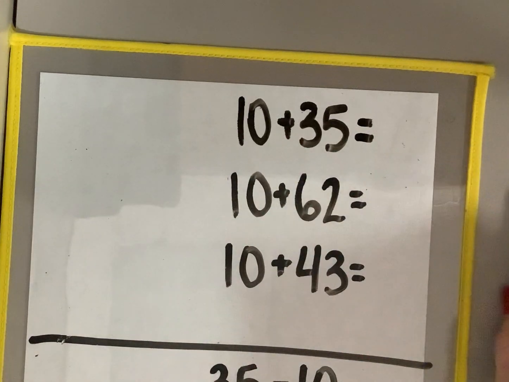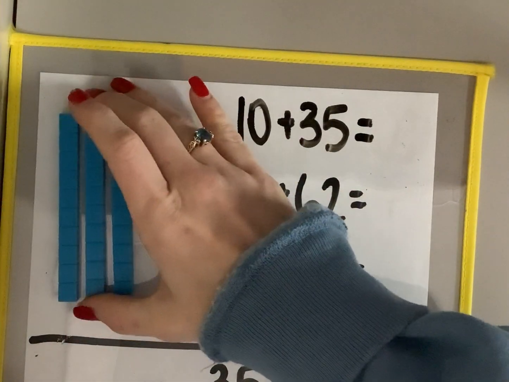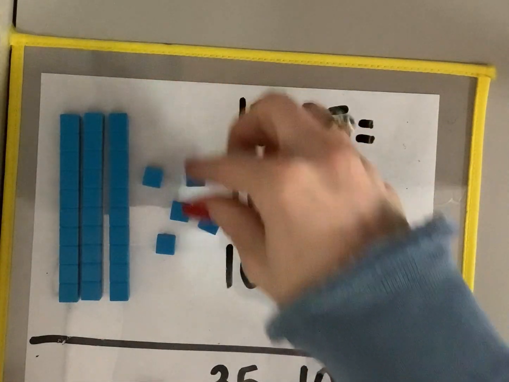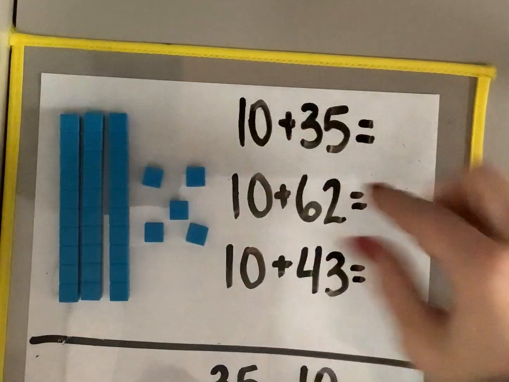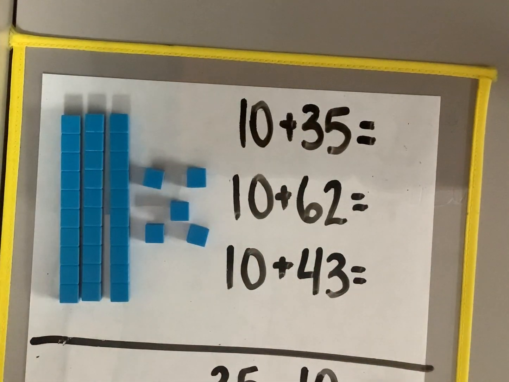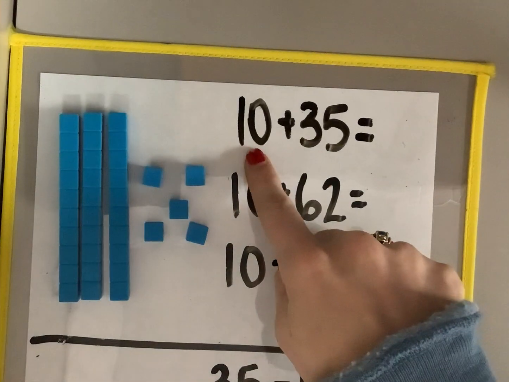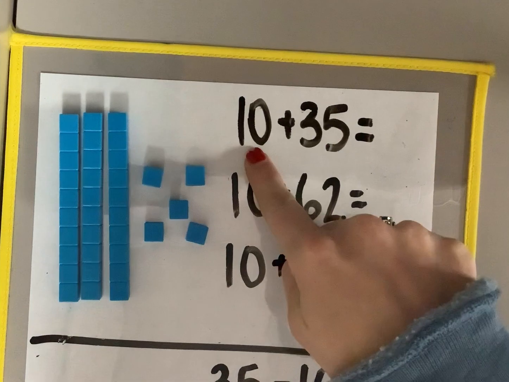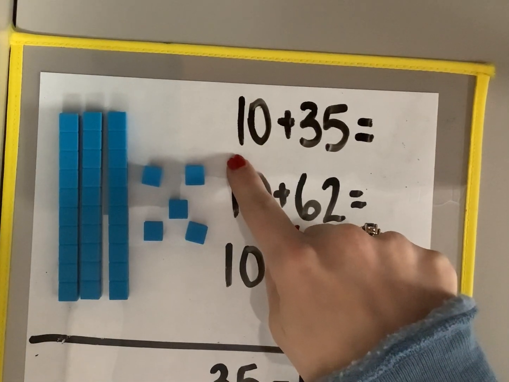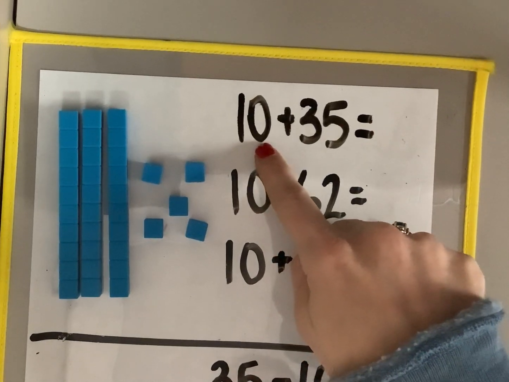35. I'm going to show 35. And I know in the number 35, I have 3 in my tens place and 5 in my ones place. 3 in my tens, 5 in my ones. If we need to add 10 to 35, look at the number 10 right here. The first digit tells us how many groups of 10 I have. One group of 10. And the ones place tells us we're going to add 0 to the number 35.